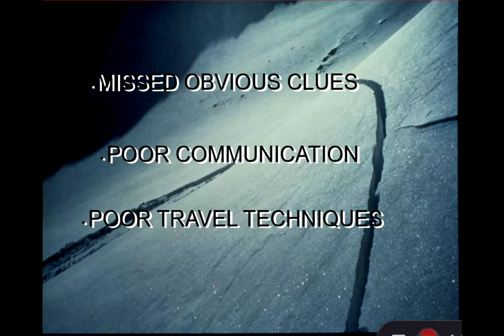And poor travel techniques. There's another talk on this UAF media page about rescue techniques and travel techniques, but basically, having two people on a slope in avalanche terrain at the same time would be an example of poor travel techniques that can get people in trouble in the backcountry.